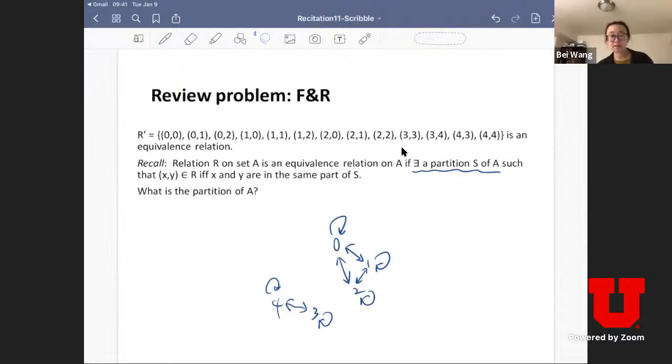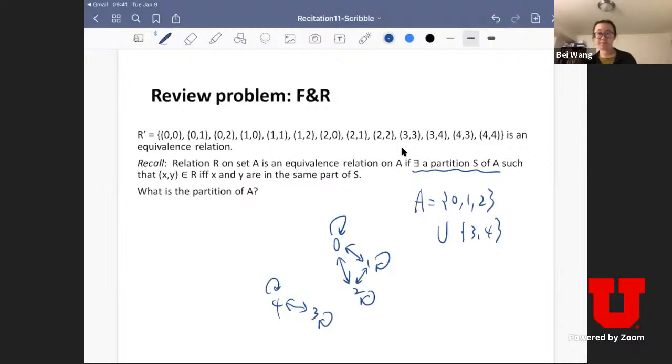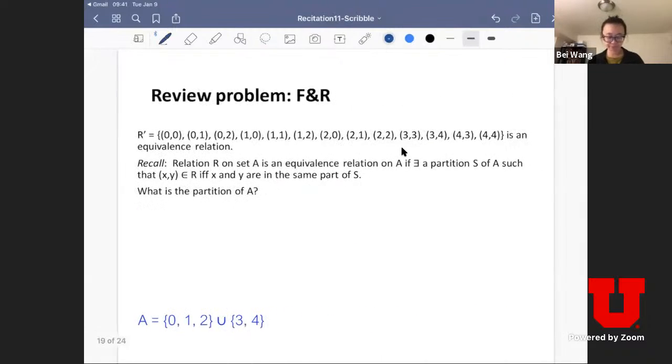This is exactly the partition. So the partition basically corresponds to the islands in my diagram. In this case, my partition is that A is equal to {0, 1, 2} union {3, 4}. That is a partition. Okay.